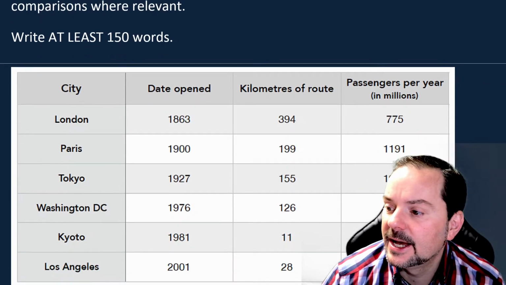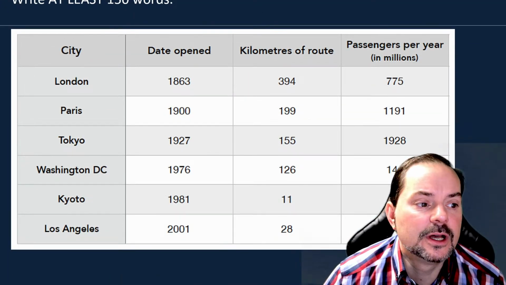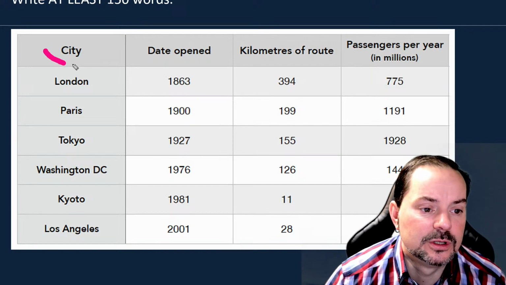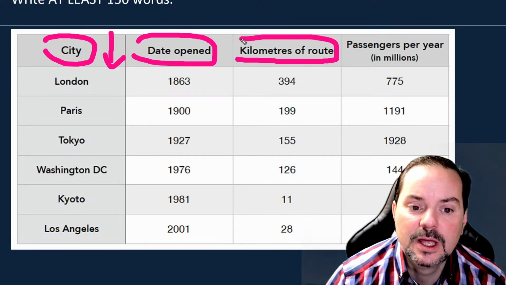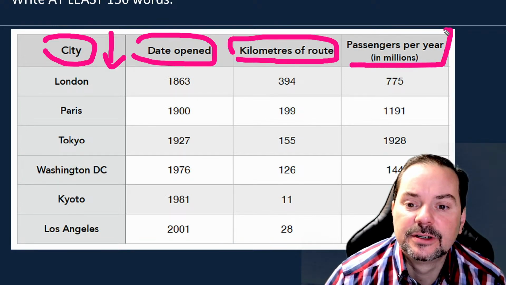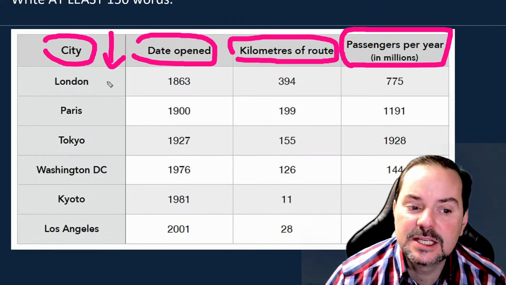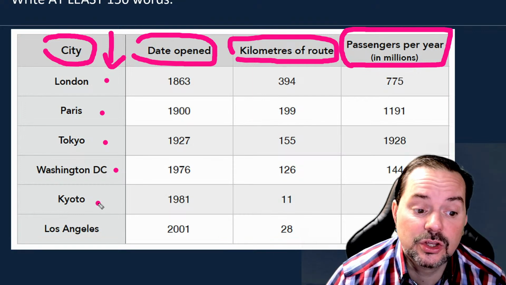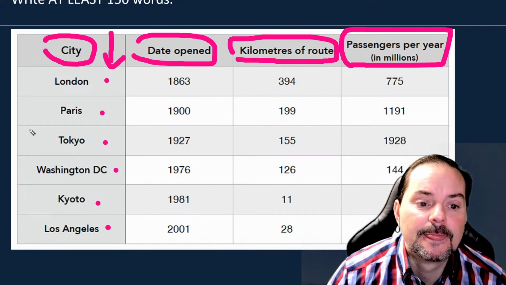So here we have the table. All right, so we've got 4 columns to the table. These are each called columns going down like this. And we have the titles here. In column 1, we have the cities. We have London, Paris, Tokyo, Washington, D.C., Kyoto, and Los Angeles.